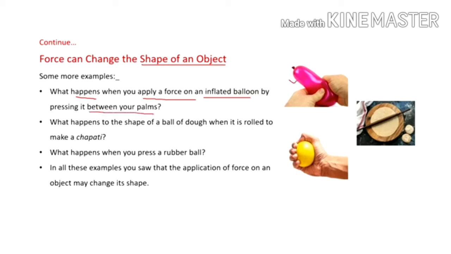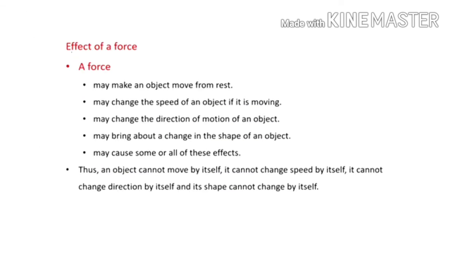What happens when you apply a force on an inflated balloon by pressing it between your palms? What happens to the shape of a ball of dough when it is rolled to make a chapati? What happens when you press a rubber ball? Dear students, in all these examples, you saw that the application of force on an object may change the shape of the object on which the force is being applied. Like in the case of dough, in the case of a rubber ball, or in an inflated balloon, everywhere we apply some force and there is a change in the shape.